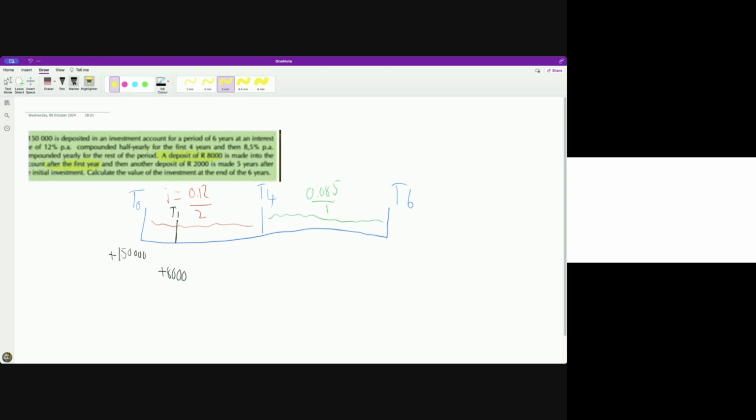And then another deposit is made 5 years after the initial investment. So I'm going to call this one T5, and it's going to be over here. Because these amounts of money are coming into the story at different times, it's nice to have them at different places. Give me a thumbs up if you followed this bit so far.